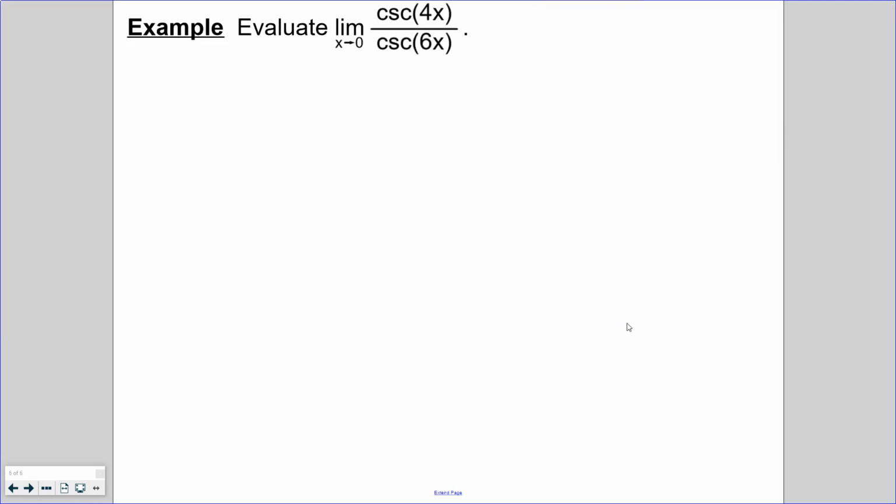And for our final example here, we have the limit as x approaches 0 of cosecant of 4x all over cosecant of 6x. If we did direct substitution here, we would get cosecant of 0 over cosecant of 0. And like we said in the previous example, cosecant of 0 is undefined. So direct substitution won't work here. But similarly to the last problem, we know that cosecant can be rewritten as 1 over sine. So that's our first step here.